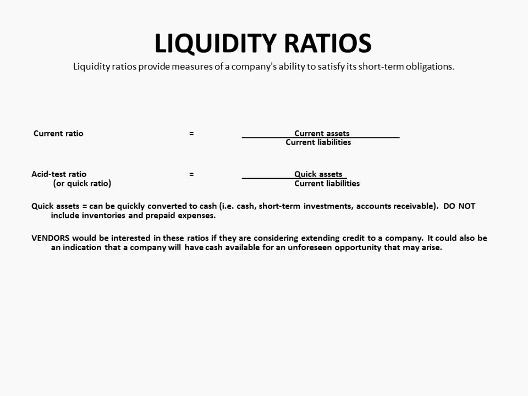Vendors, this is important. If a vendor wants to extend credit to you, they would be interested in these ratios. Potential investors and creditors, I just wanted to bring in some reality there. If you're an investor or a creditor, you might be interested in this type of ratio. Before they extend you credit and say you can pay me in 30 days, they want to know that you have enough money to cover these kinds of things if they were to extend you credit.